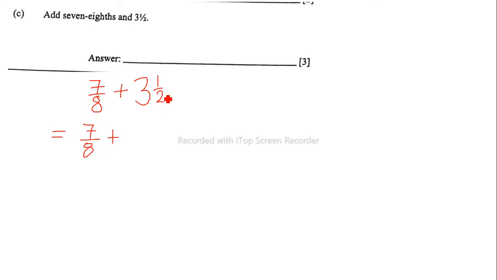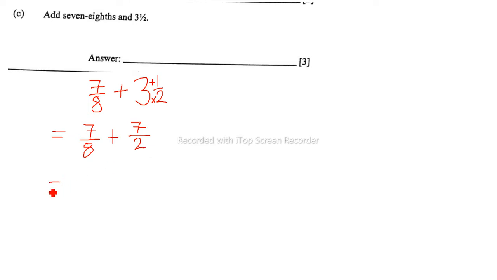What did we find that is equal to? Seven over 2. Yes, 7/2. When we convert it into an improper fraction, we just simply multiply the 3 by the 2 and add the 1. So 3 times 2 is 6, and 6 plus 1 is 7, so 7/2.